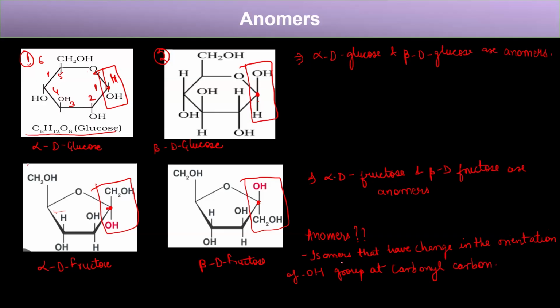Okay, so these are anomers. Now, in the case of glucose, alpha D glucose and beta D glucose are anomers at carbon 1 position. Why? Because in the case of glucose, carbon 1 is the carbonyl carbon. While in the case of fructose, alpha D fructose and beta D fructose are anomers at carbon 2 position, because in the case of fructose, the second carbon is the carbonyl carbon. Okay, so this is about anomers.